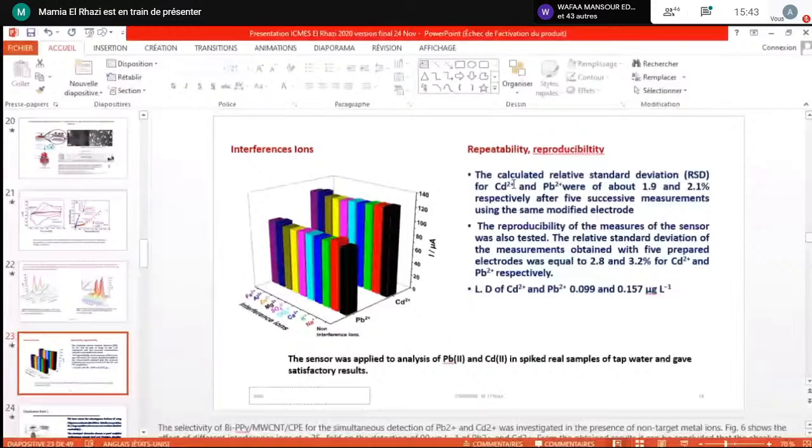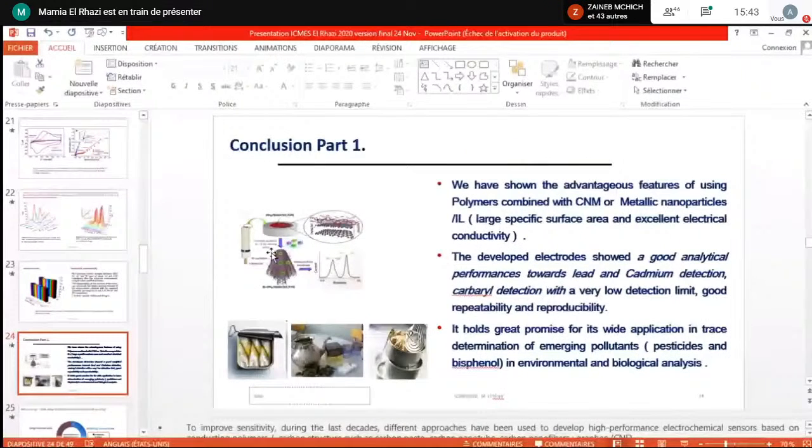So, in conclusion of part 1, we have shown the advantageous features of using polymer combined with carbon nanomaterial or metallic nanoparticles. The developed electrode showed a good analytical performance toward lead and cadmium detection, with a very low limit of detection and good repeatability and reproducibility. And it holds good promise for its wide application in the determination of emerging pollutants such as bisphenol and pesticide in environmental and biological analysis. So in the first part, we saw the electrochemical sensors.